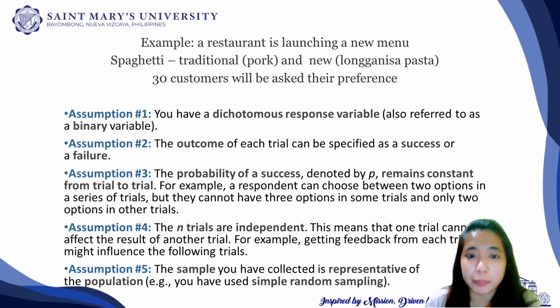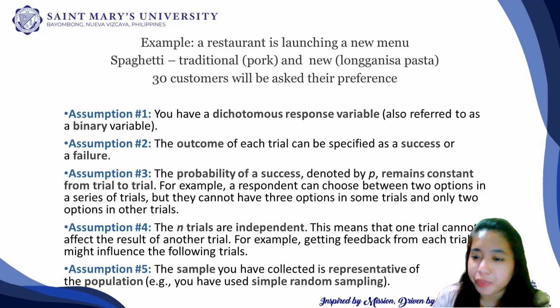And then assumption number 3, the probability of a success, denoted by P, remains constant from trial to trial. So for example, a respondent can choose between 2 options in a series of trials, but they cannot have 3 options in some trials and only 2 options in other trials. For assumption number 4, the n trials are independent, which we already mentioned a while back. This means that one trial cannot affect the result of another trial. For example, getting feedback from each trial might influence the following trial. And number 5, the sample you have collected is representative of the population, so you have used simple random sampling.